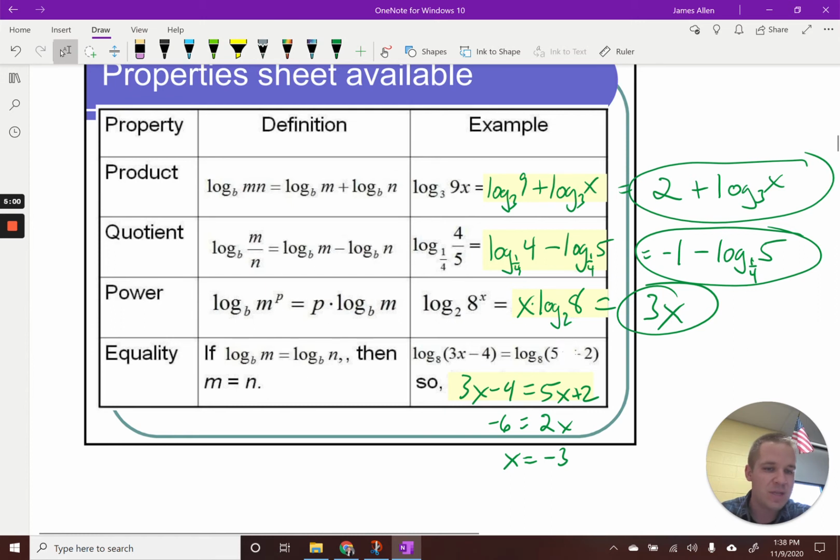3 times 5 is negative 15 plus 2 is negative 13. Although I get negative 13 and negative 13, I can't take the log of a negative. So that's an extraneous solution. It actually has no solution here. Okay? Main concept, though, is that we can set what's inside the log, the argument, equal when they have log of the same base. Beautiful. Fantastic. Wonderful.